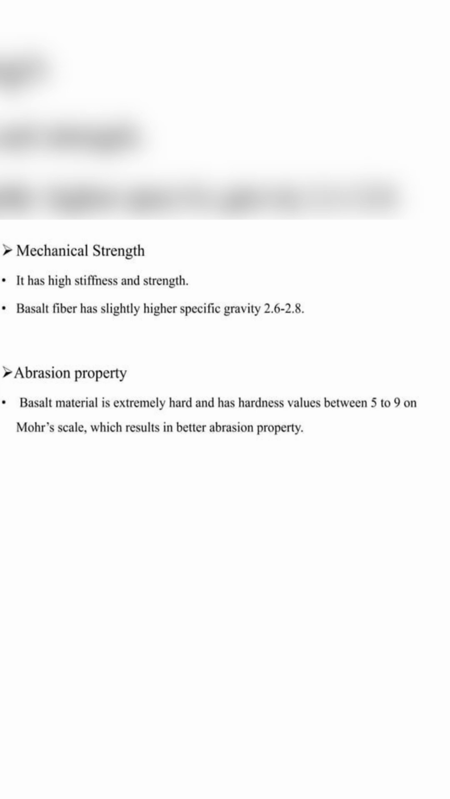The mechanical strength. It has high stiffness and strength and has a higher specific gravity of 2.6 to 2.8. The abrasion property: basalt material is extremely hard and has a hardness value between 5 to 9 on the Mohs scale, which results in better abrasion property.